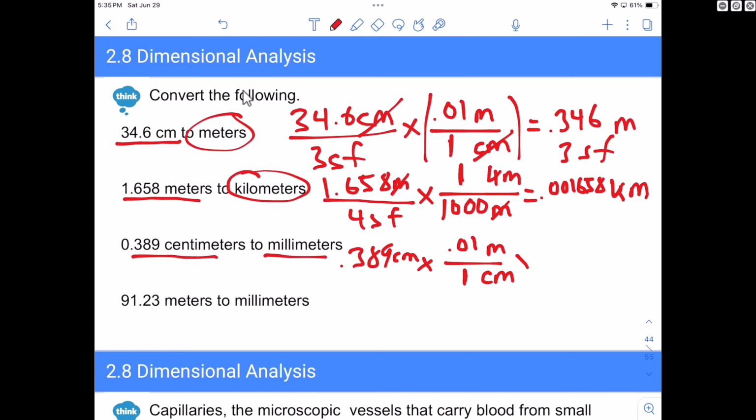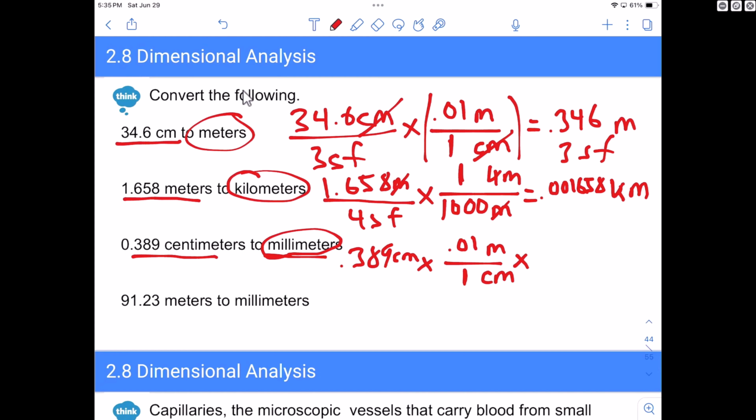Now, what you notice here is that I am not done with my problem. The unit I have on top of the last step is not millimeters. If that is the case, you need to repeat the process again, utilizing conversion factors until you get to the correct answer. Again, it takes time and practice to recognize this, but the more you do this, the better off you're going to end up being.